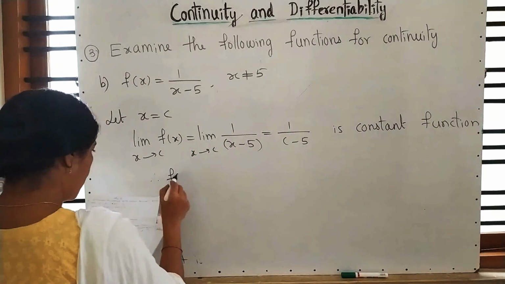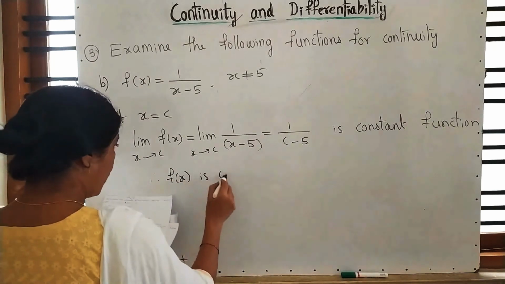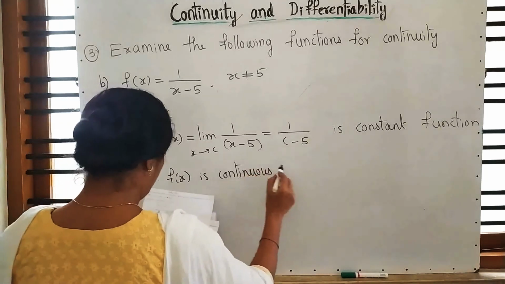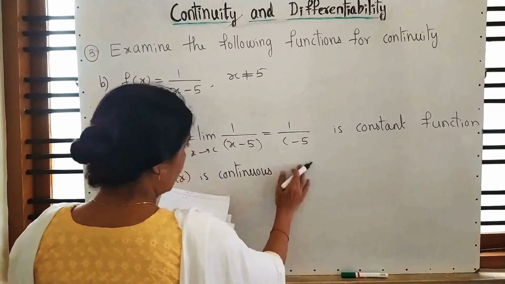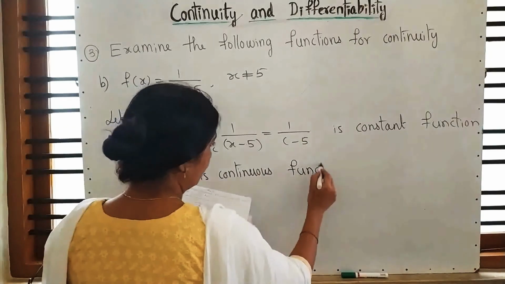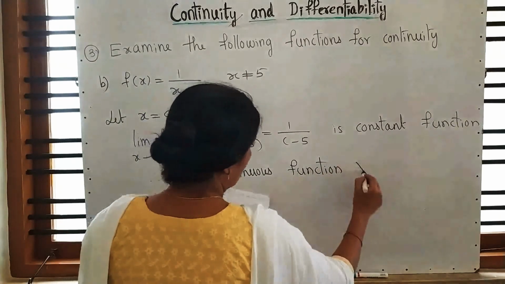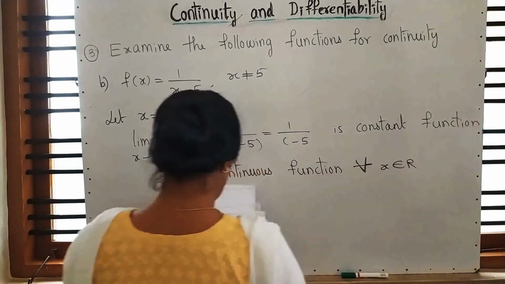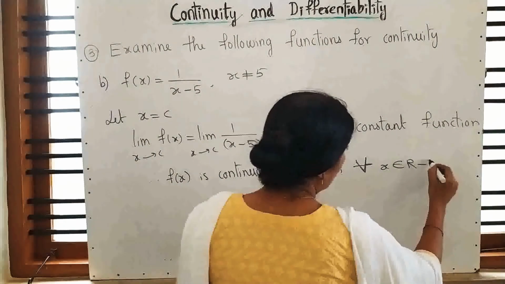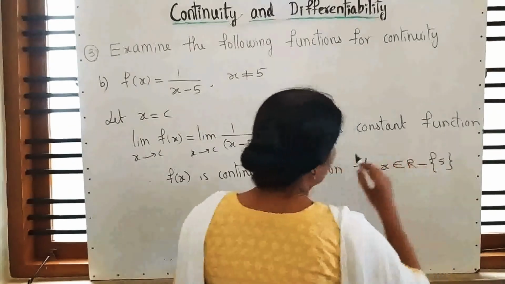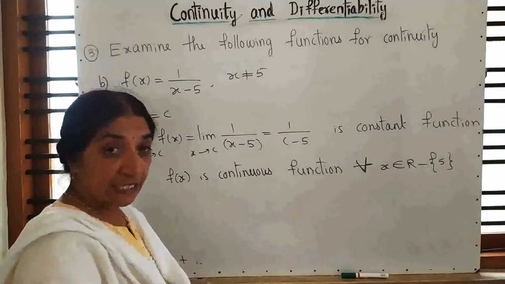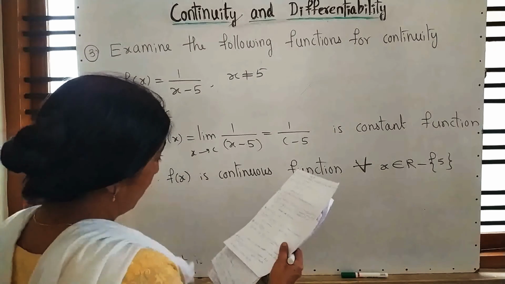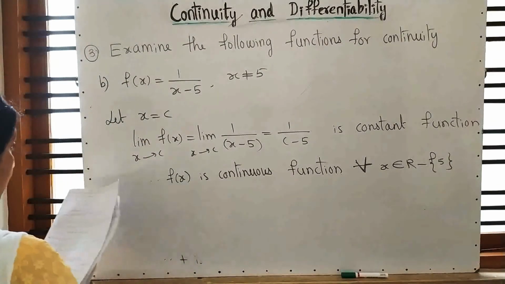Therefore, f of x is continuous. For continuous function, this is the symbol: for all x belongs to R. That means x belongs to R minus 5. It is continuous for all the values of real numbers except at 5. If you write 5, the function is not defined. Understood? Third one.